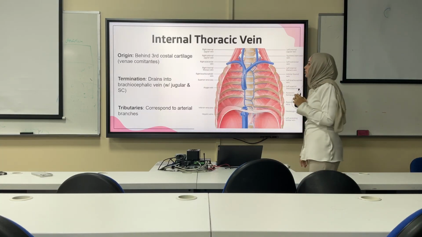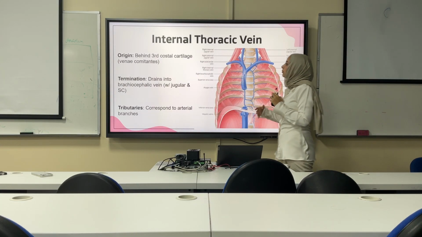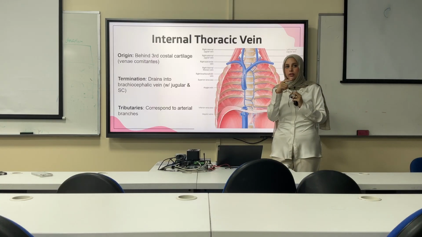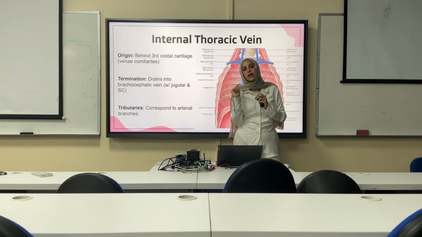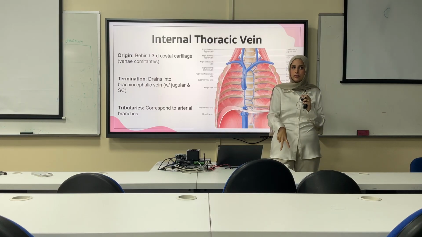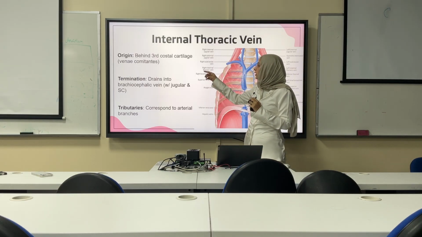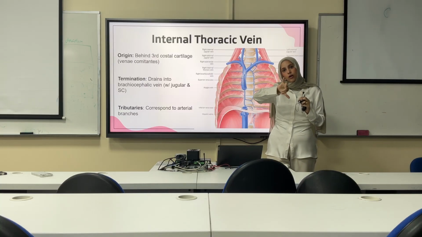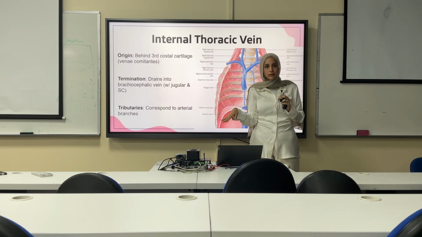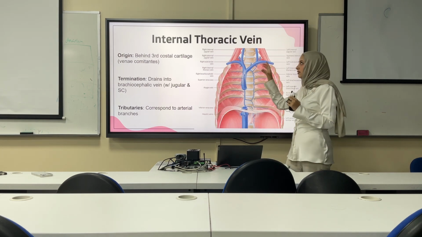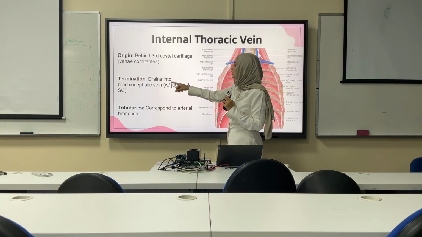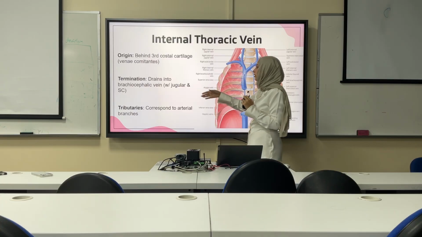Internal thoracic vein, I'm just going to go through it very quickly. So the origin is behind the third costal cartilage. So actually you need to remember this one, that the artery ends at the sixth intercostal, it branches in the sixth intercostal cartilage. And then this one starts from the third, in the space where it's only artery and there's no vein, right? Okay, I mean the internal thoracic vein. So this starts from behind the third costal cartilage. Termination drains into the brachiocephalic vein.